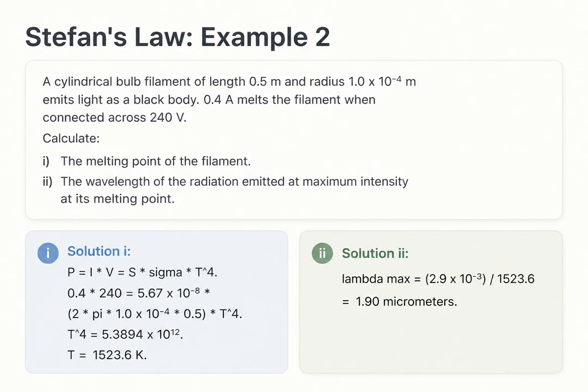In this second example, we link electrical power to radiated power. A filament melts at 0.4 amps and 240 volts. The electrical power is current times voltage, which equals 96 watts.